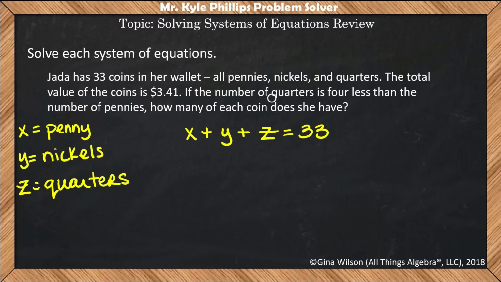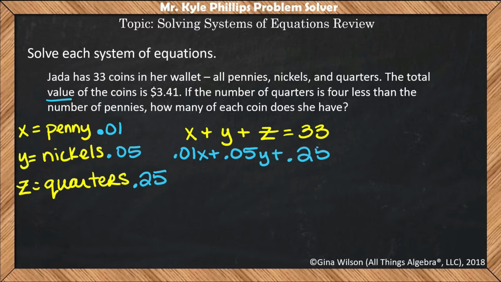Then it says the total value of the coins is $3.41. Now, this is something you want to pay attention to, value. What's the value of a penny? A penny is 1 cent. A nickel is 5 cents, and a quarter is 25 cents. So in this problem, we're going to be working with decimals. So if I took a penny and I added the nickels, and then I added the quarters, altogether I'm going to have $3.41.